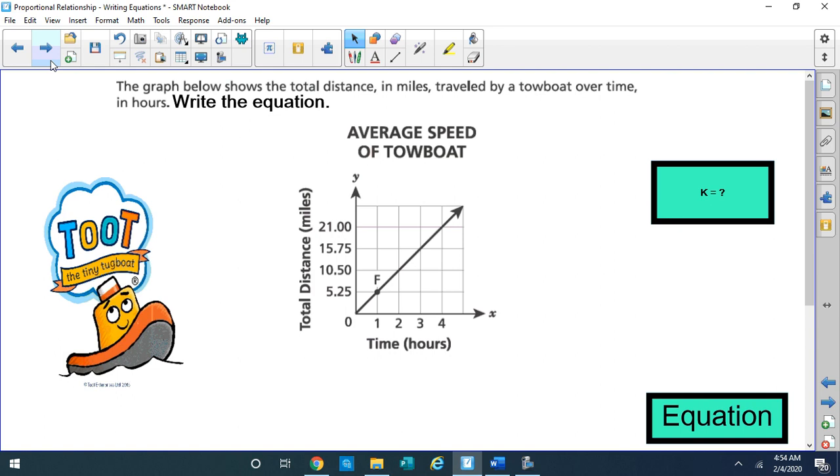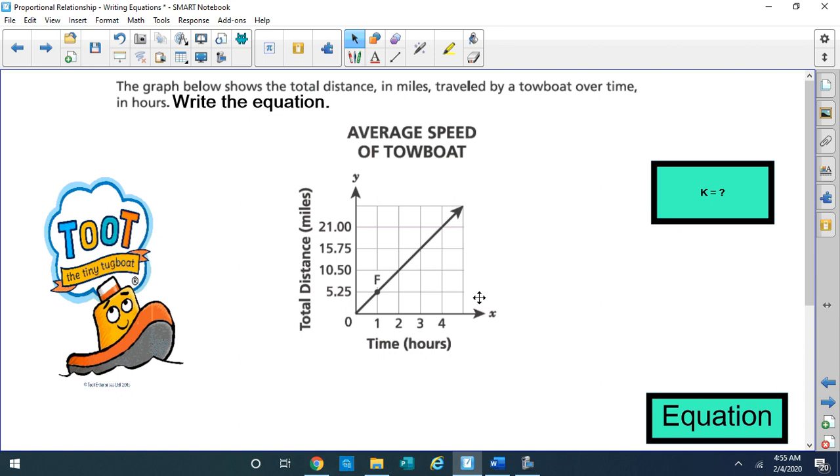Here's another question for us. We have to write an equation. The graph below shows the total distance in miles traveled by a tugboat over time in hours. So we have another relationship going over here of distance and time. So here we have one point, and that's an interesting point, where the x value is 1 and the y value is 5.25. We just realized we just found the constant of proportionality.